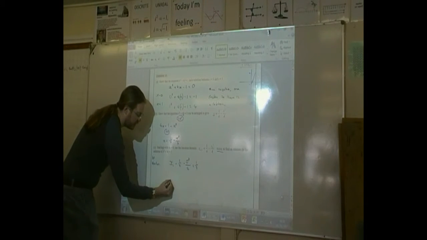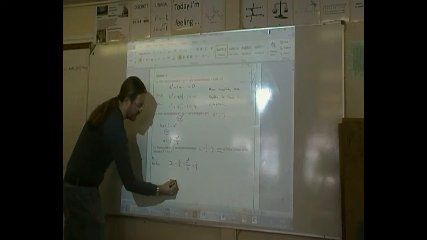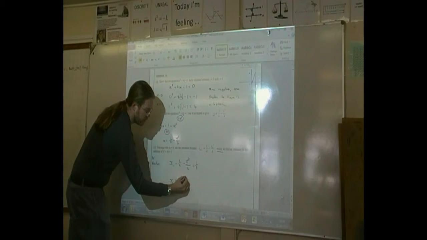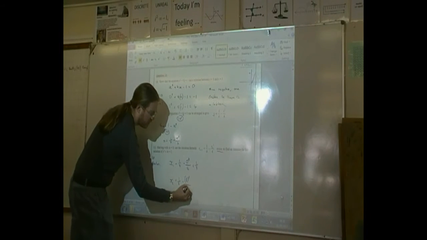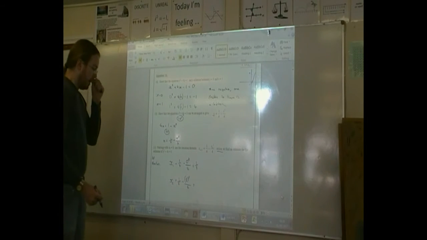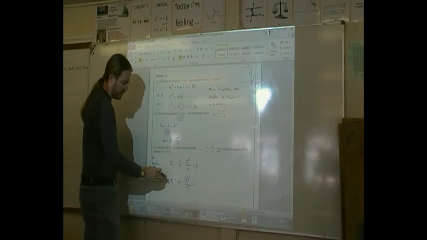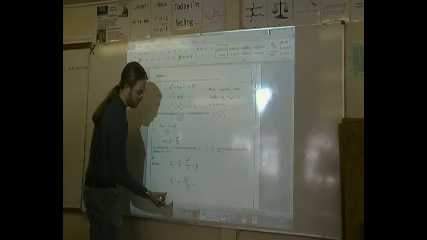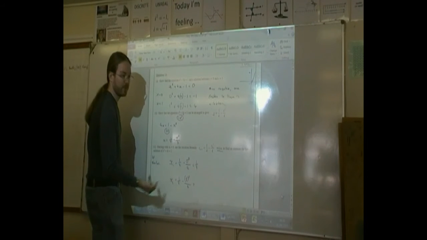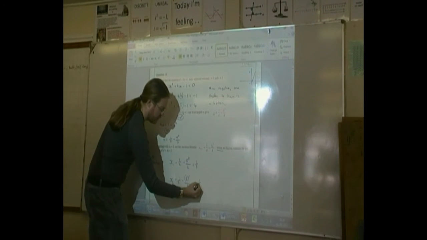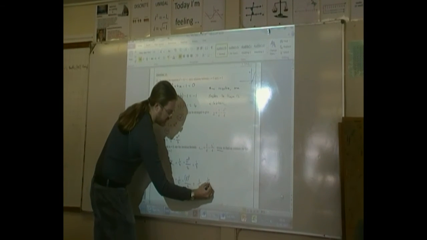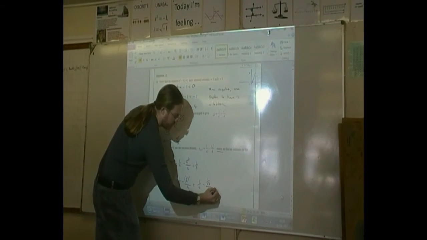So the second iteration of x is going to be a quarter minus a quarter cubed over 4. So a quarter cubed is 1 over 4 times 4 is 16 times 4 is 64. That's going to be a quarter minus 1 over 64 over 4.